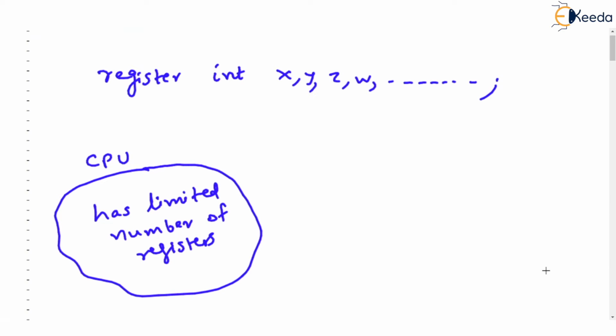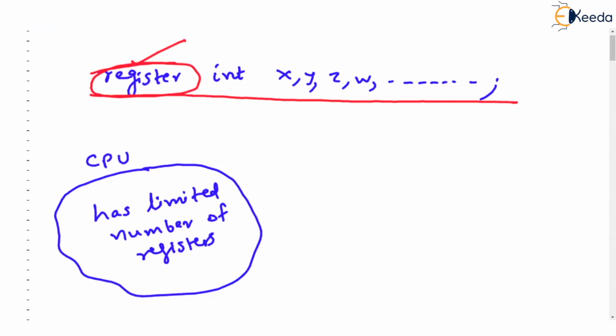Now what happens after learning all this is, students start thinking: if register storage class variables can be used to increase the speed of the program, why don't we declare all the variables in our program as register? Suppose I have 50 variables in my program, say X, Y, Z, W, and all that. Why don't I declare all the variables with the word register? Well, you can if you want. You are free to declare as many register variables as you want.